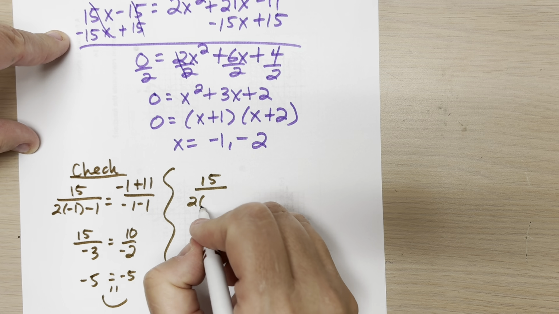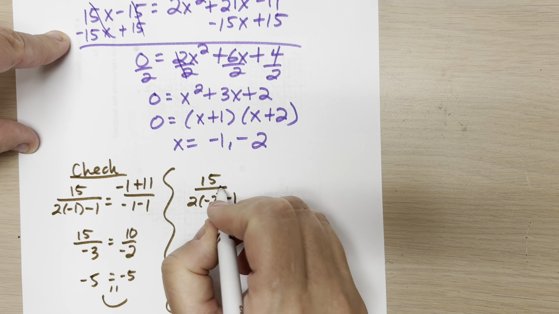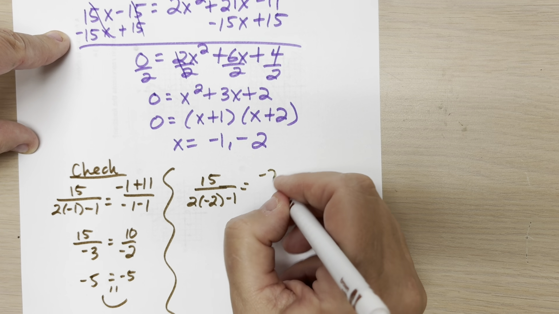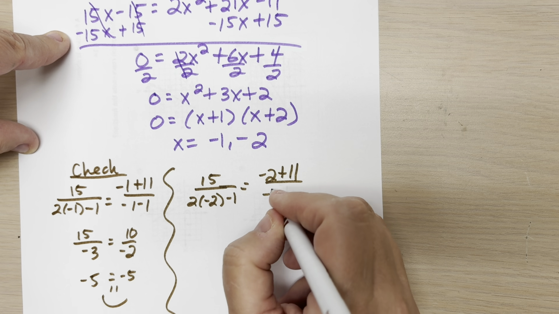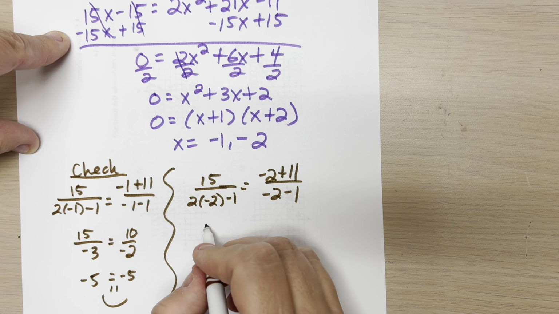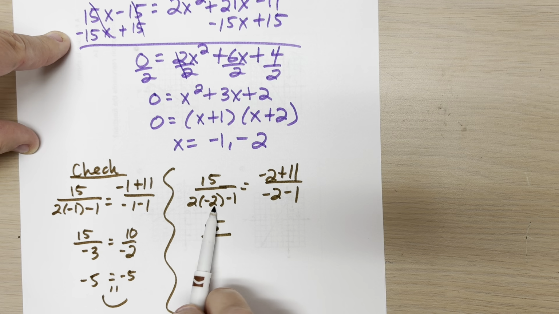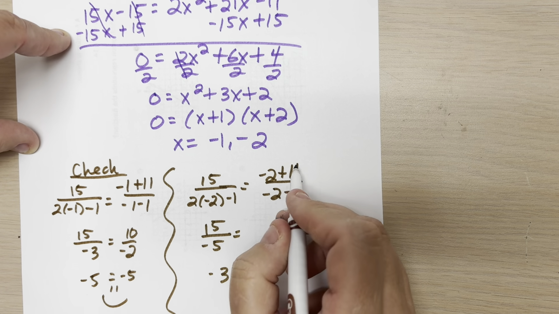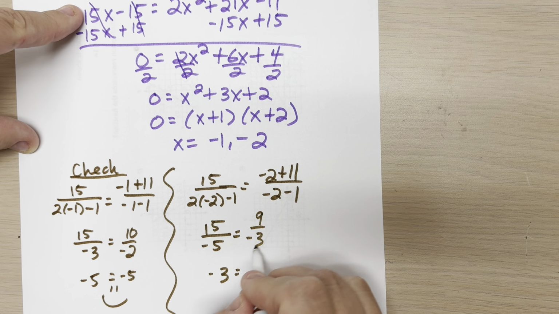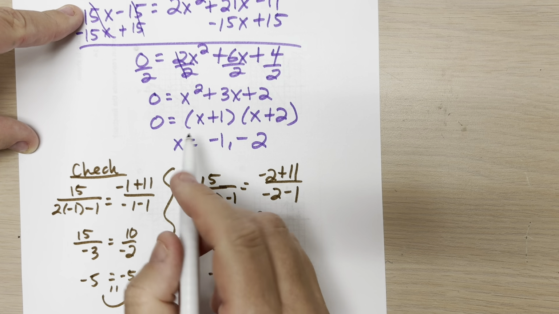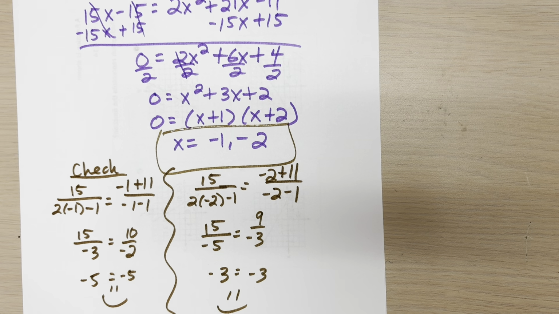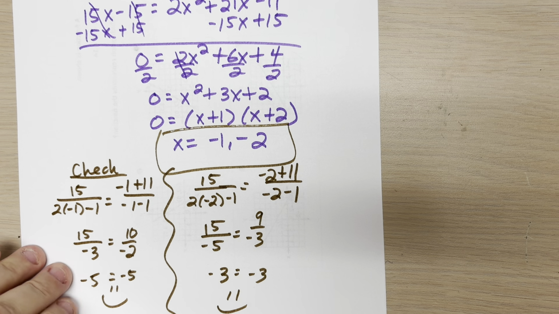15 over 2 times negative 2 minus 1 is equal to negative 2 plus 11 over negative 2 minus 1. 15 over negative 4 minus 1, negative 5, so negative 3. Here I've got 9 over negative 3, which is also negative 3. Both solutions are valid and they work. All right, so that was kind of fun to get warmed up.